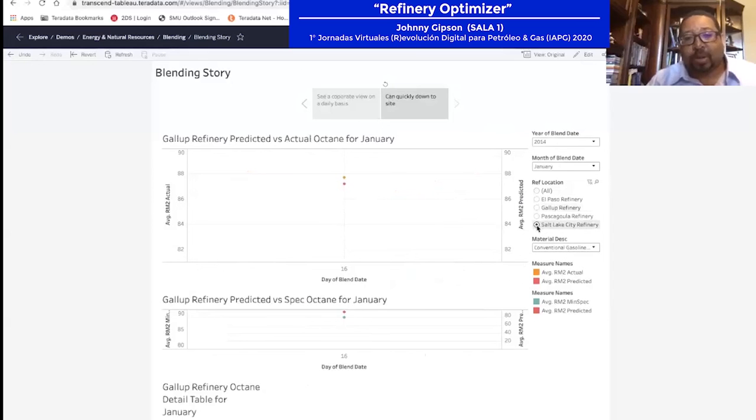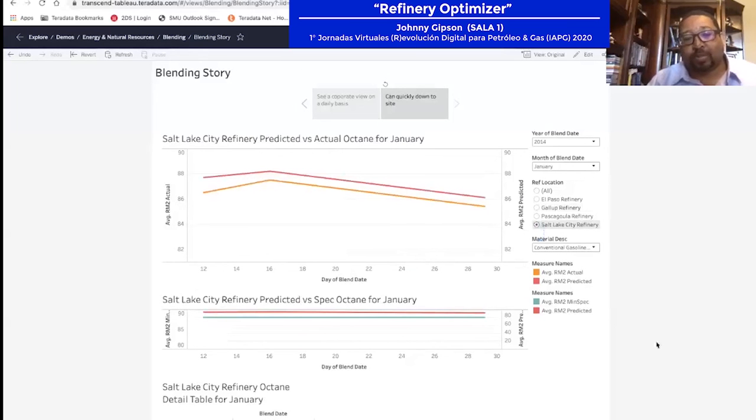You can look at Salt Lake. So you can do different looks and see what's really going on in your system. And this is a corporate view. So what we would have for our operator would be totally different. It would be based on that batch, what is going on.